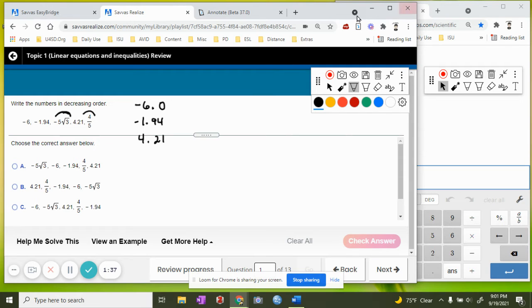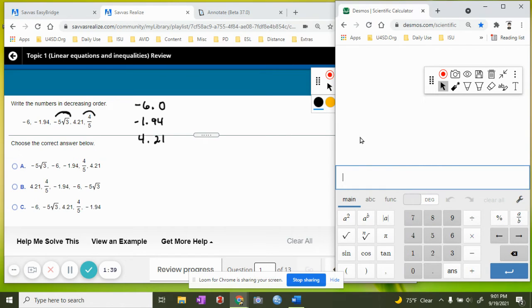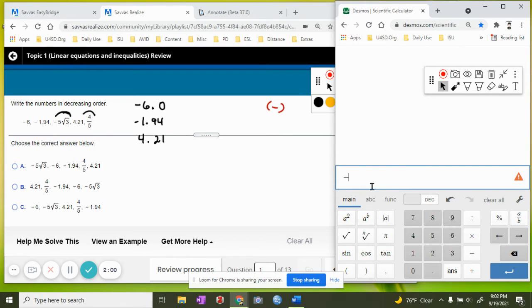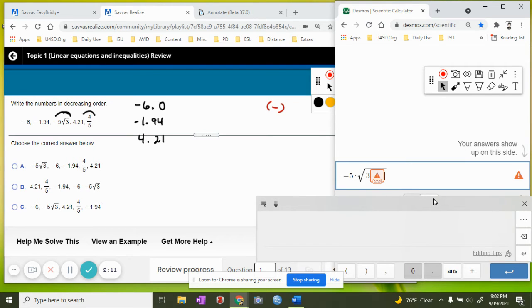4/5. So I'm going to come over here to my scientific calculator. This will be very similar to how you enter things on the yellow calculators in class, but I'm going to find my negative button. Remember, on your calculator in class, the negative is that minus sign with the parentheses around it. So you want to make sure you are paying attention to that.